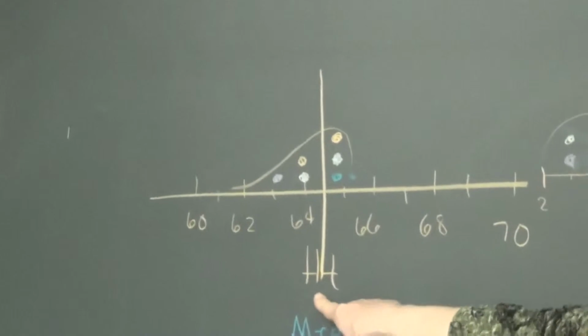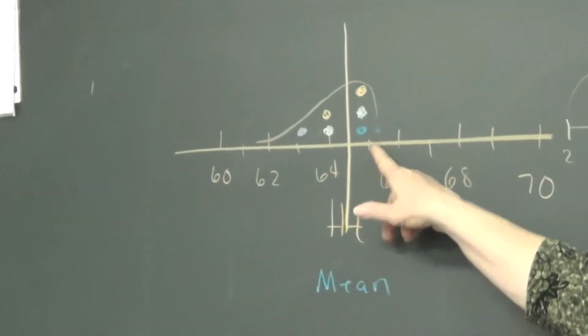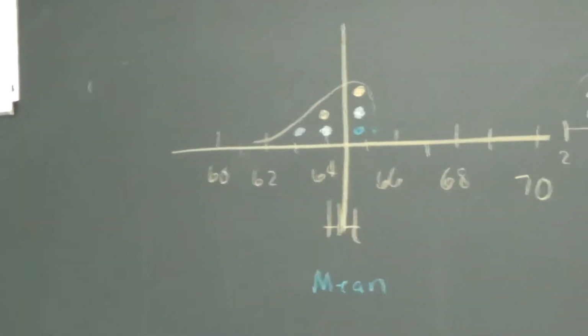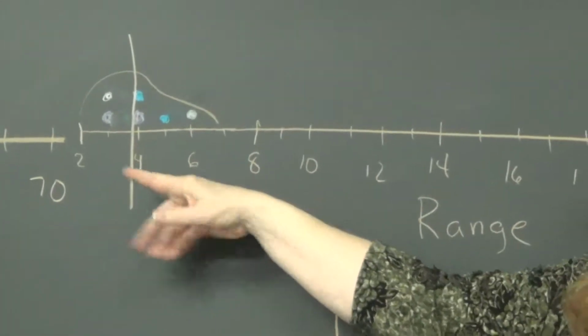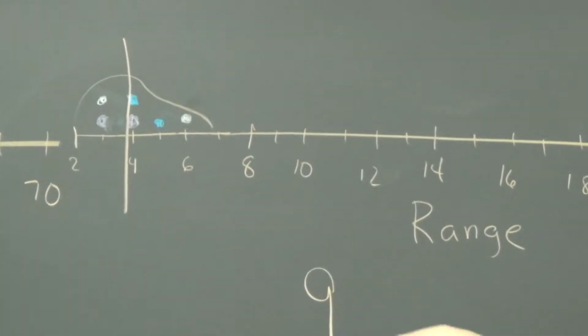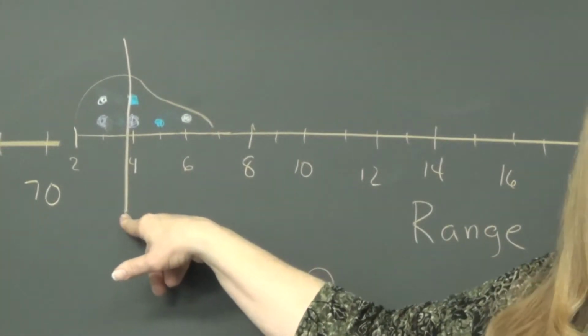The true mean was 65, and look how close the sample mean was to it, even with just 8 dots, or whatever we had there. So here we had 6 dots, that's all we had. Here the true range was 9, but the mean of our range was not near 9.